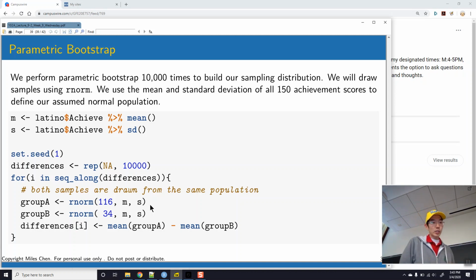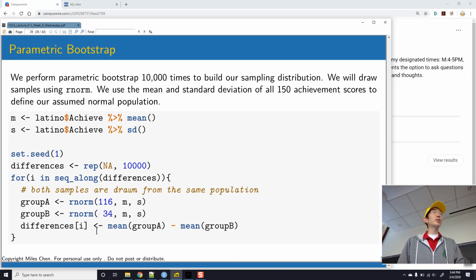And so here, that's what we're simulating. We're going to use the parametric assumption. We're going to use rnorm, and we're going to use the mean from all 150 scores and the standard deviation from all 150 scores. So we say rnorm 116 with mean M and standard deviation S, rnorm 34 with mean M, standard deviation S. Okay, so we throw these into group A, group B. We calculate the difference between the mean of group A and the mean of group B.